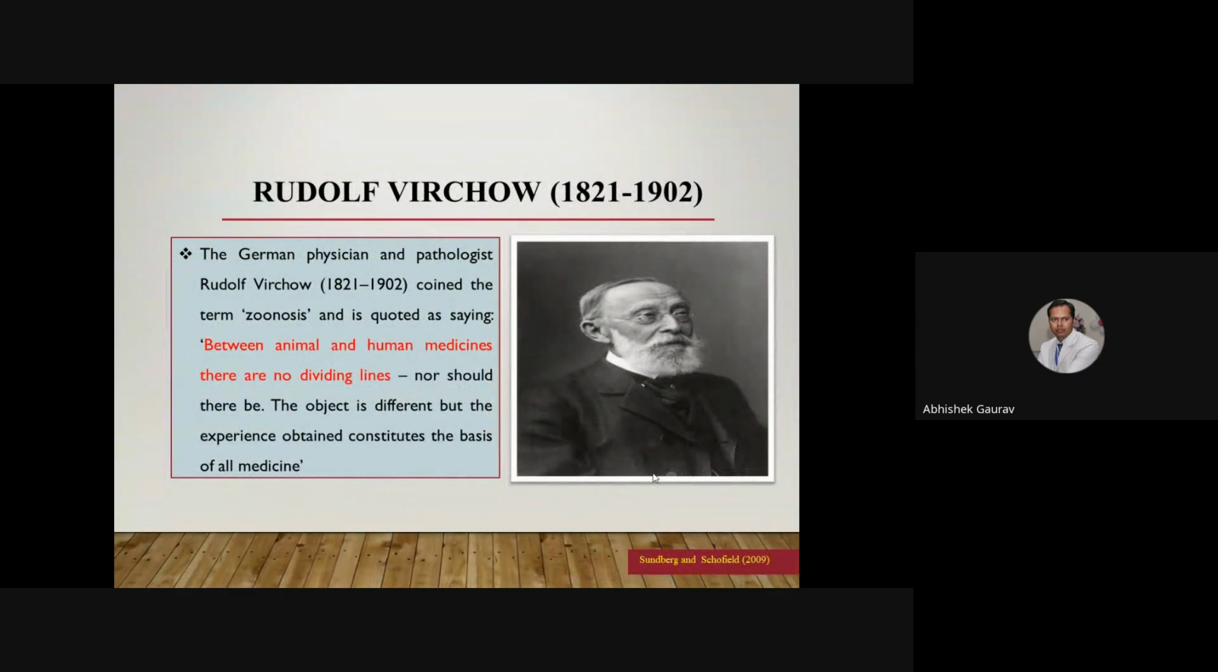Then came Rudolf Virchow. Rudolf Virchow said that between animal and human medicines, there are no dividing lines. It means the medicine which is used for animals and humans is the same. So we cannot divide that this is human medicine, this is veterinary medicine. They are all but the same thing. Also, he coined the term Zoonoses. He was working on Trichinella spiralis, and there he coined the term Zoonoses.